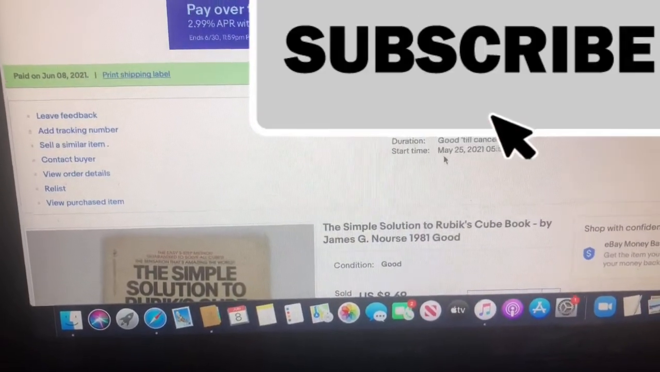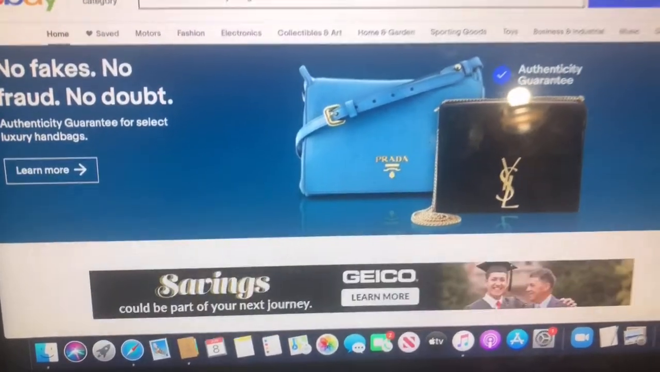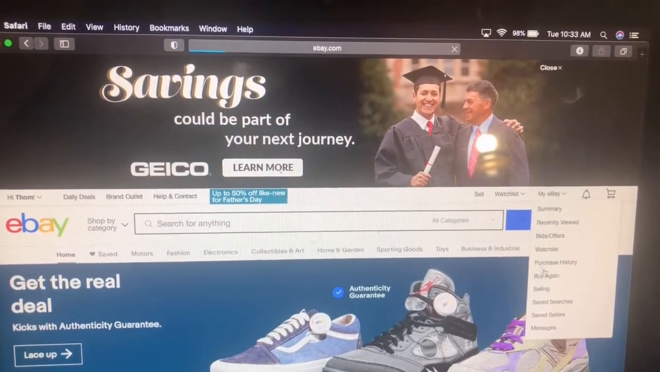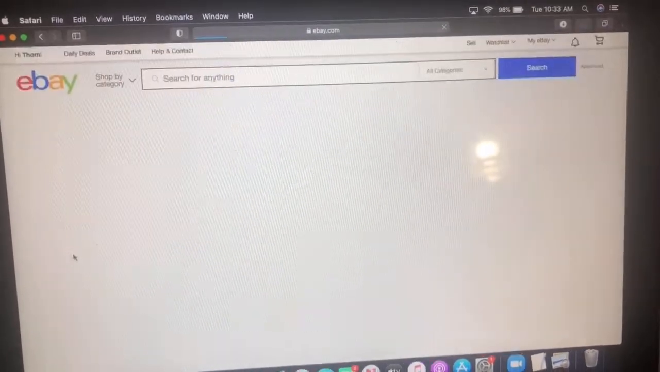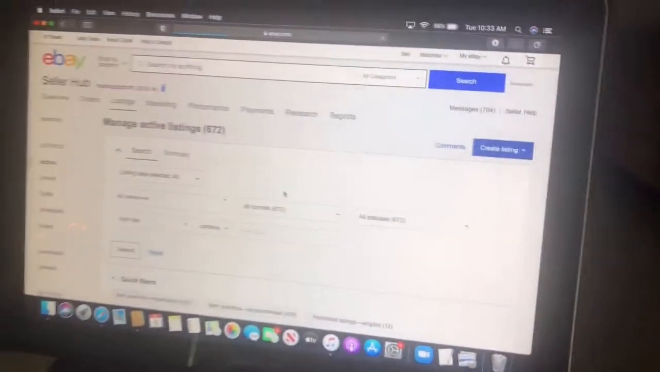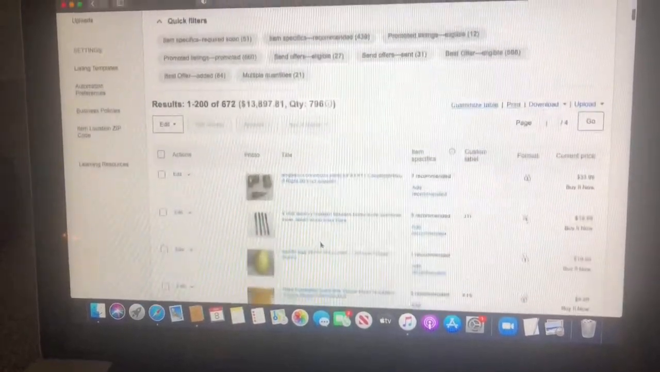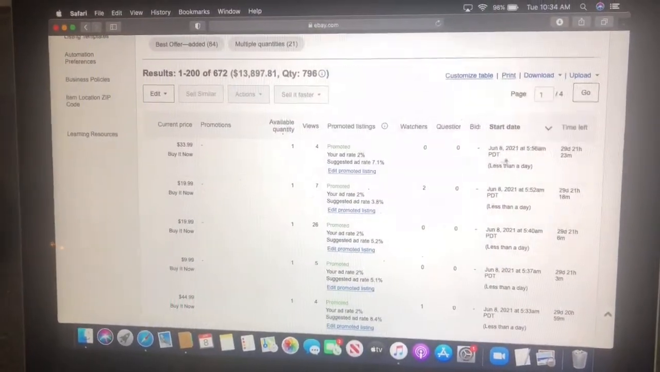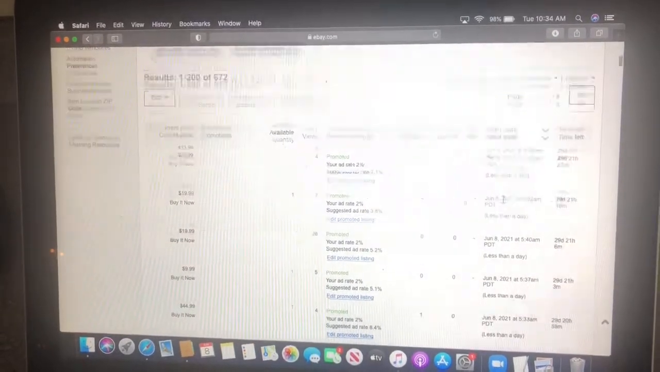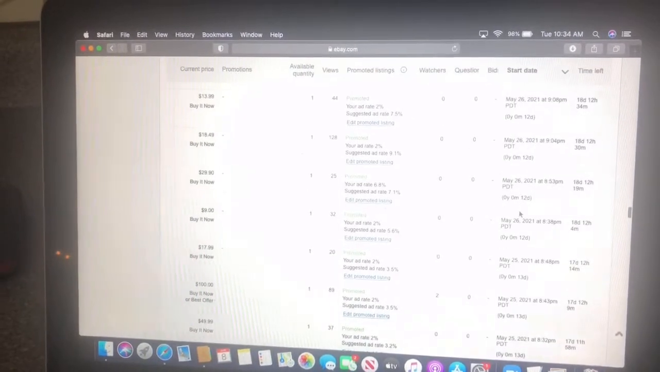So what I can do is look here and say the start date was May 25th. And if I go into my eBay selling, go into the Seller Hub and look at my active listings. See if I can get that out of your way there, reflection. And I sort by dates, when something started. That's most recent. What did I say that was? May 25th, May 29, May 27, May 25th and 26th.